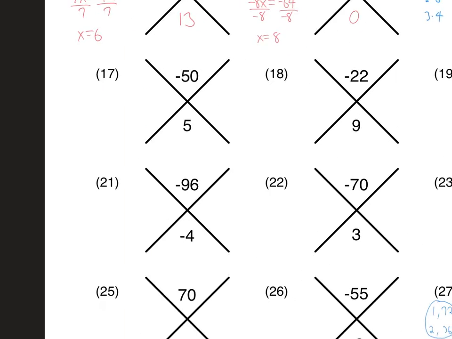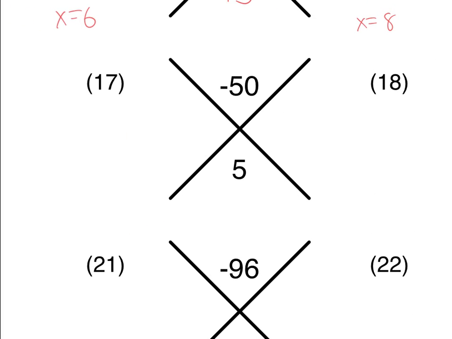All right, number 17. We need factors of negative 50. So I got 1 times 50. I got 2 times 25. I got 5 times 10. I think those are most of the factors of 50. How can I get 5 from those numbers? Well, I can get 5 from 5 and 10. Which number needs to be negative to multiply to negative 50 and add to positive 5?